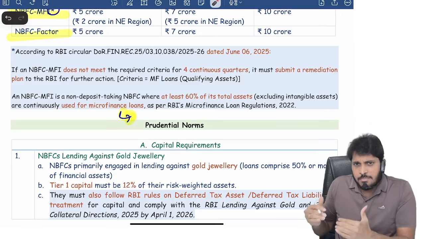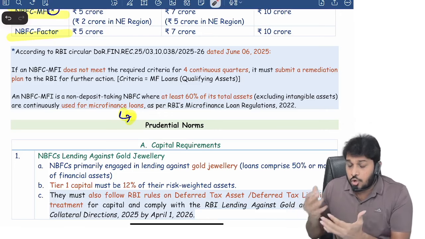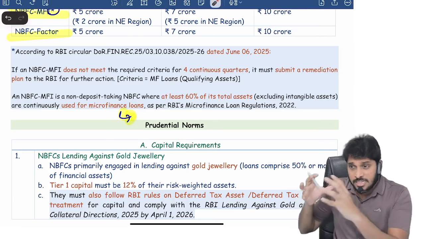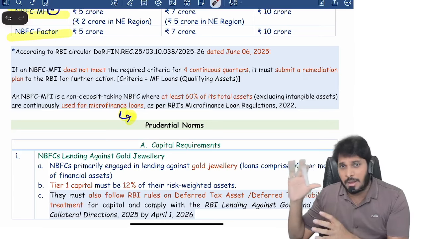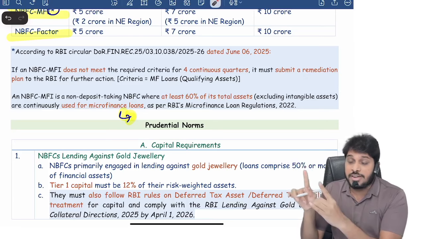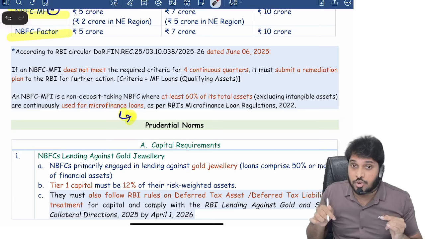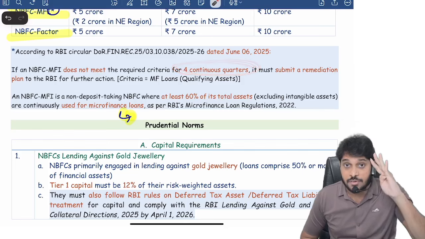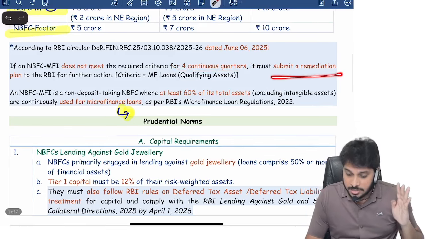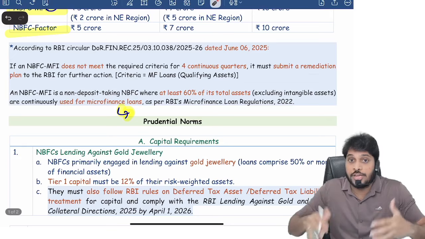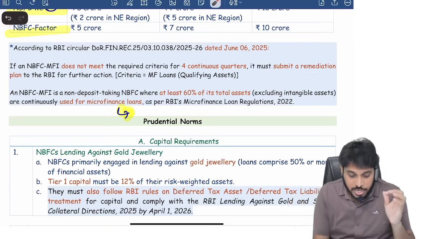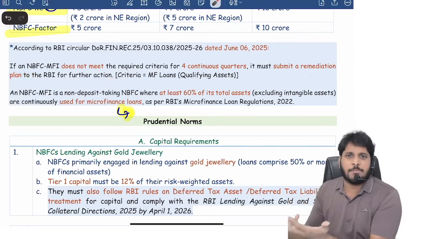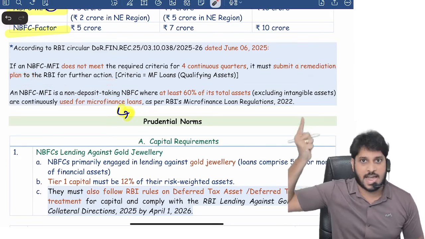So see, a minimum of 60% of the total assets must be microfinance loans. But in the given case, for example, take one microfinance NBFC whose microfinance loans are less than 60% of the total assets, and they continued like that for 4 quarters. Then they must submit to the RBI how they are going to comply with this situation. They need to submit a remediation plan. If they fail to submit it, their MFI status might get cancelled also.